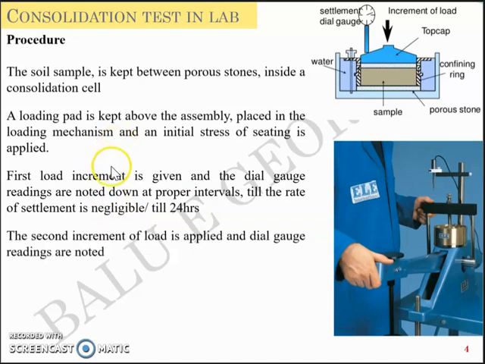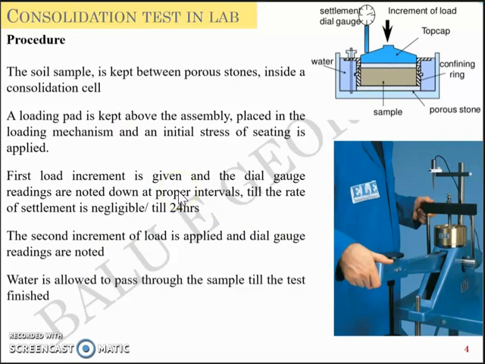And then you apply the second load increment, and you note down the dial gauge readings quite similar to the way that you did earlier. And the water is allowed to pass through the sample till the test is finished. A sample is then taken out and kept in the oven for water content determination.